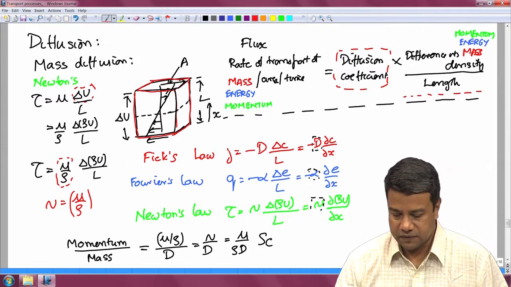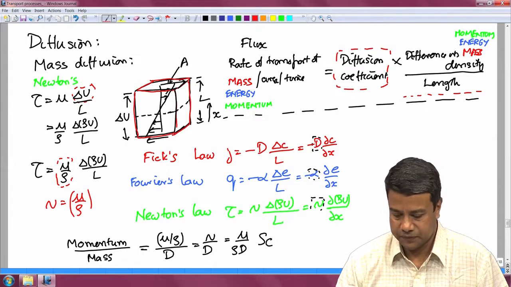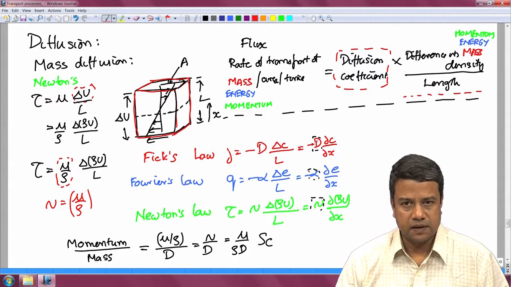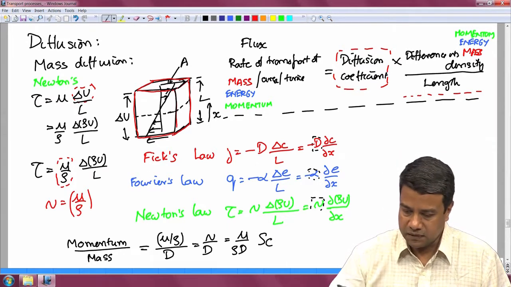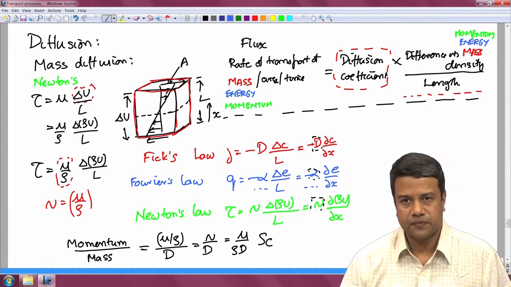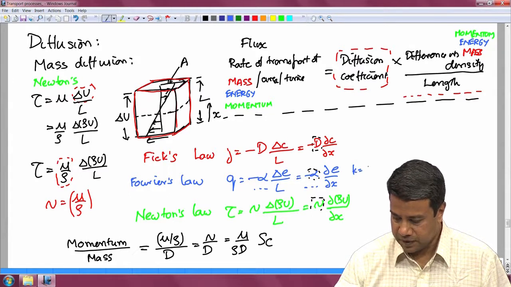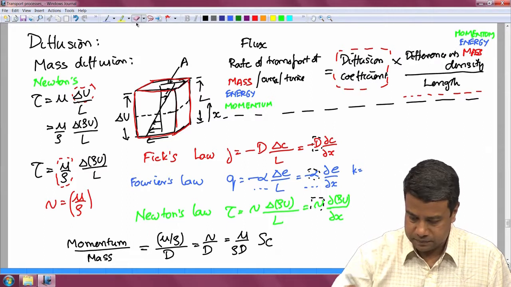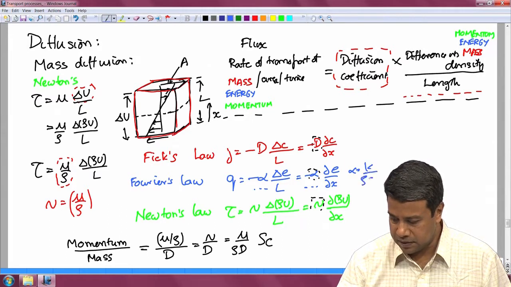So Fick's law for diffusion, you have the diffusivity here, the molecular diffusivity for mass. Fourier's law, if I write it in terms of the difference in the energy density instead of the difference in temperature, I do get a diffusion coefficient here. That is a thermal diffusion coefficient. As I said, that thermal diffusion coefficient is basically equal to alpha is equal to k by rho Cp.